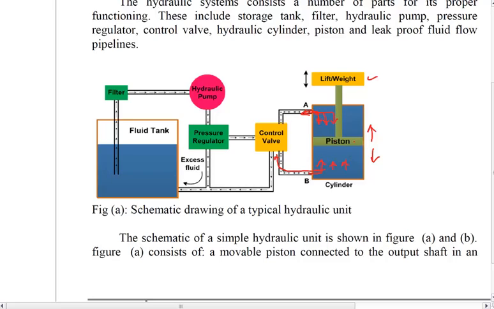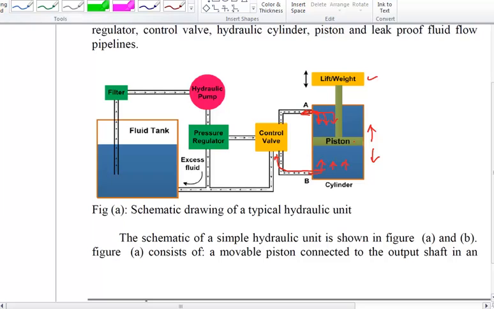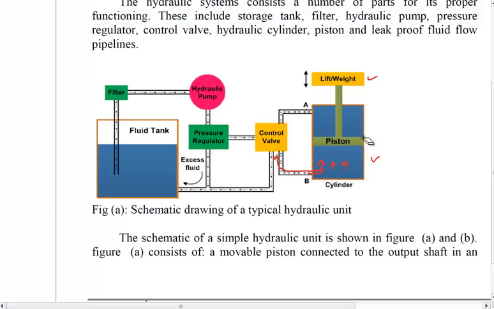So by putting oil, when I say putting oil, it means that I am putting pressurized oil. By putting pressurized oil, compressed fluid, we can move the piston up or down. So how do we do it?